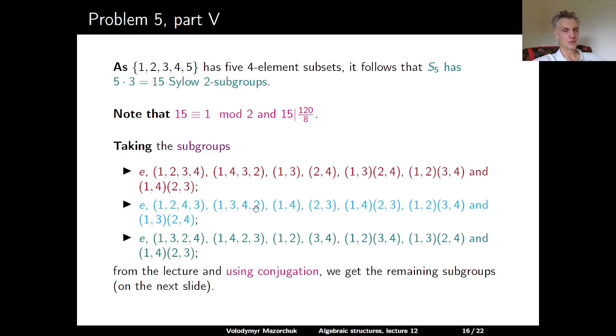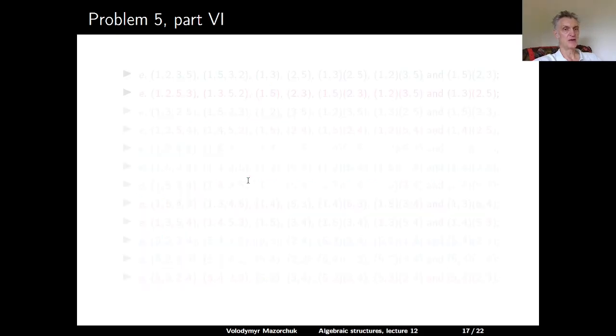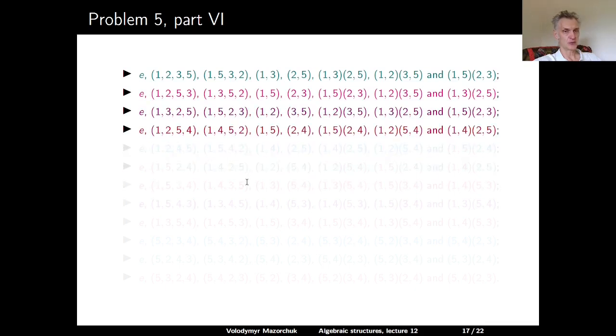So this is taken from our lecture, and this is for the subset 1, 2, 3, and 4. Now we can take these 3 subgroups for all other 4-element subsets of 1, 2, 3, 4, 5. So we should substitute 1 or 2 or 3 or 4 by 5. In this way we obtain the following 12 additional subgroups. So first of all, we have the 3 subgroups which we get when we substitute 4 by 5 in our list.